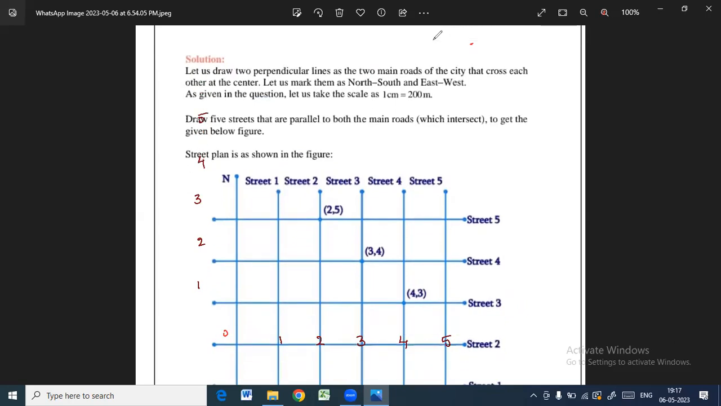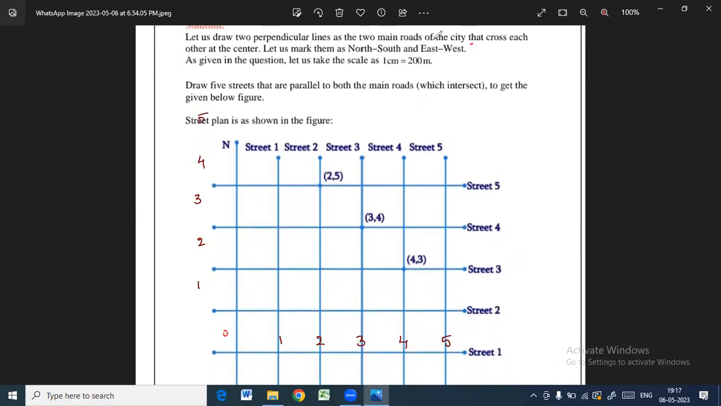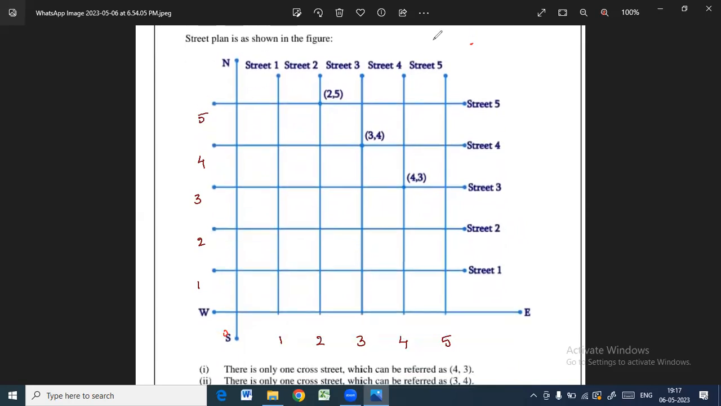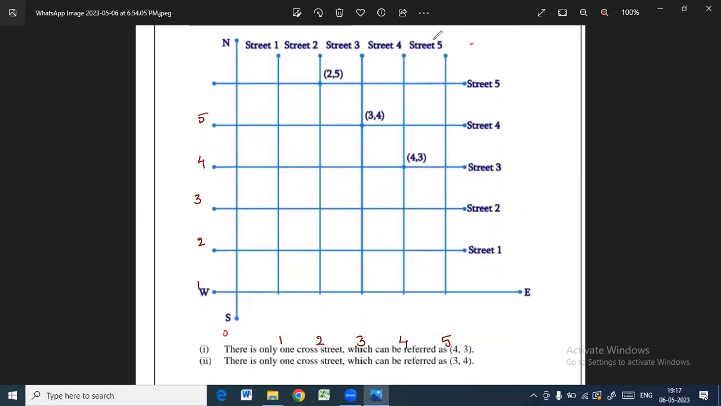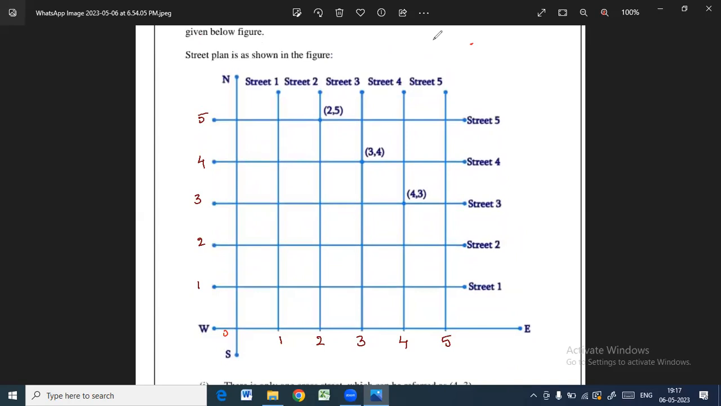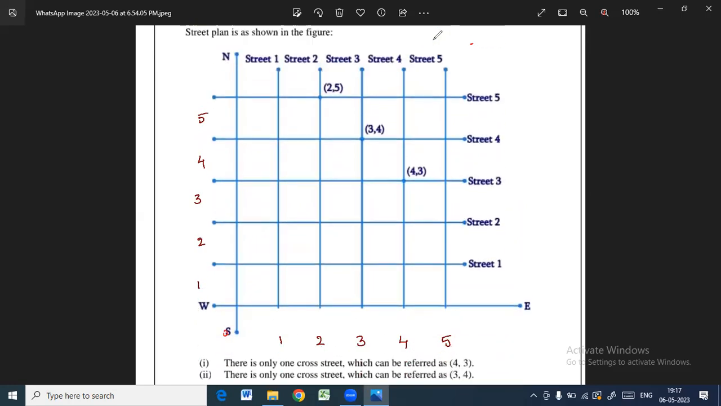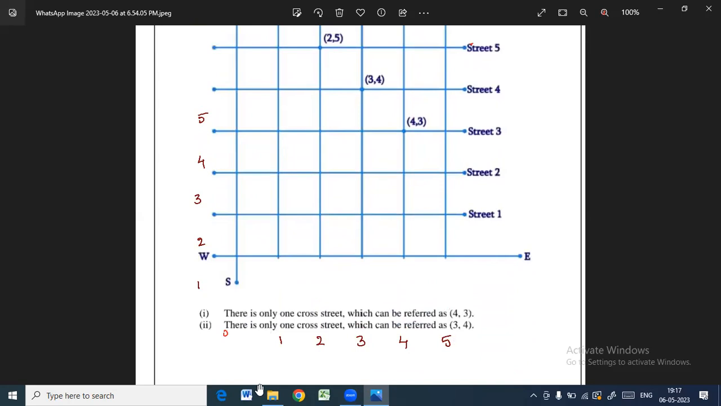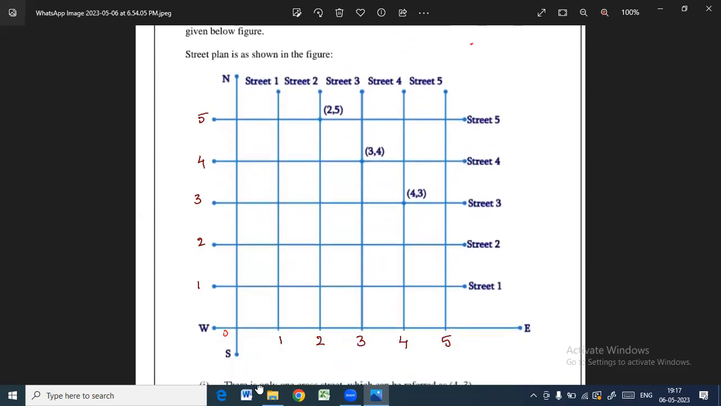Draw the streets that are parallel to both main roads which intersect, to get the figure given below. Street plan as shown in the figure. Please observe, there is only one cross street which can be referred to as 4, 3. This means x-axis is 4 units and y-axis is 3, intersecting at point 4, 3. Next, 3, 4: there is only one cross street referred to as 3, 4, x-axis 3 and y-axis 4. And also 2, 5.